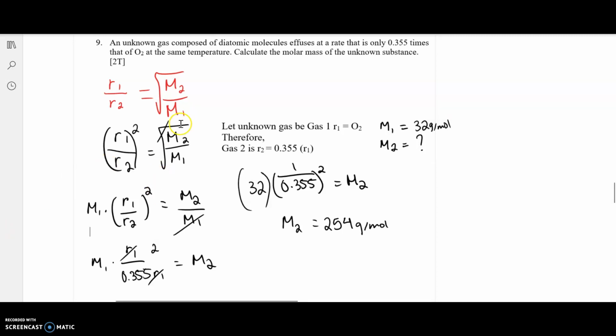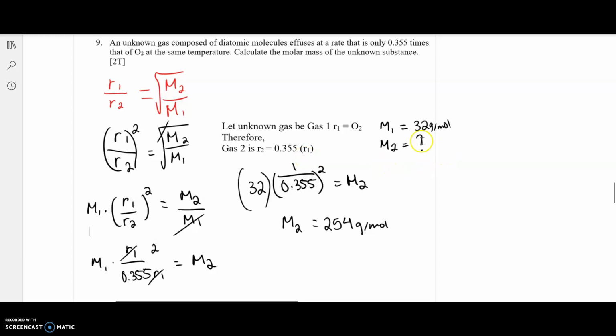So here, as you can see, I wrote the equation, and before I get into the actual solution, I'm just going to state what I know. Let the unknown gas be gas 1. So R1 is equal to O2. So that's my first gas. Therefore, gas 2, which is the unknown, is R2 equals 0.355 times R1. How do we know this? I know this because it says that the unknown gas is 0.355 times that of O2, which is why we have 0.355 times R1 or O2.